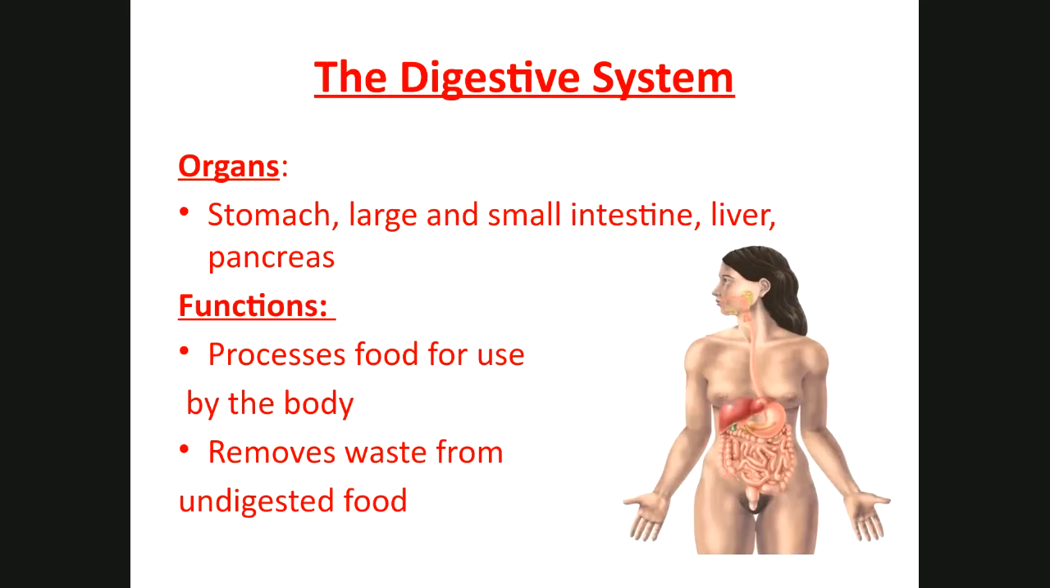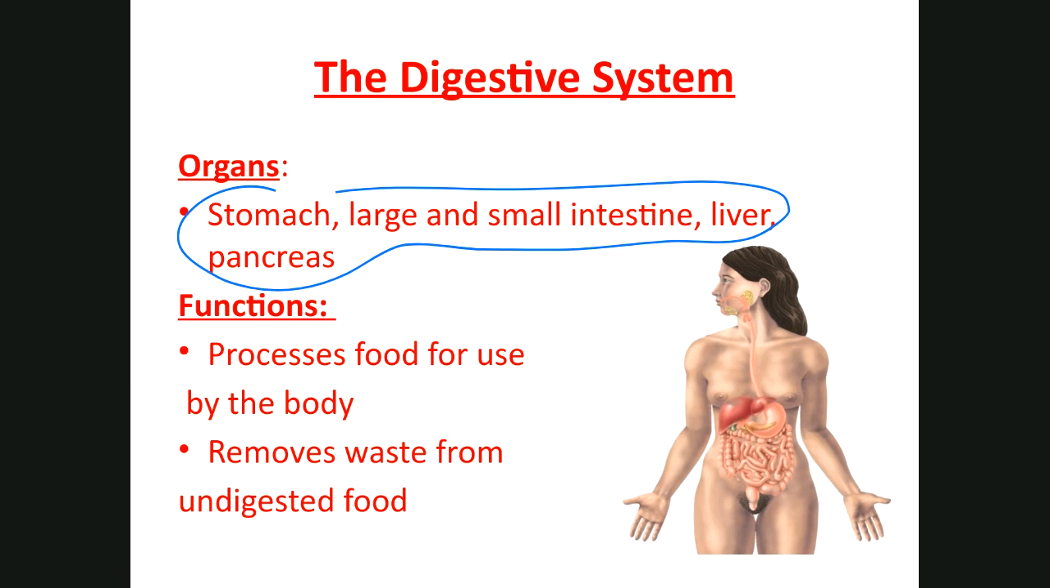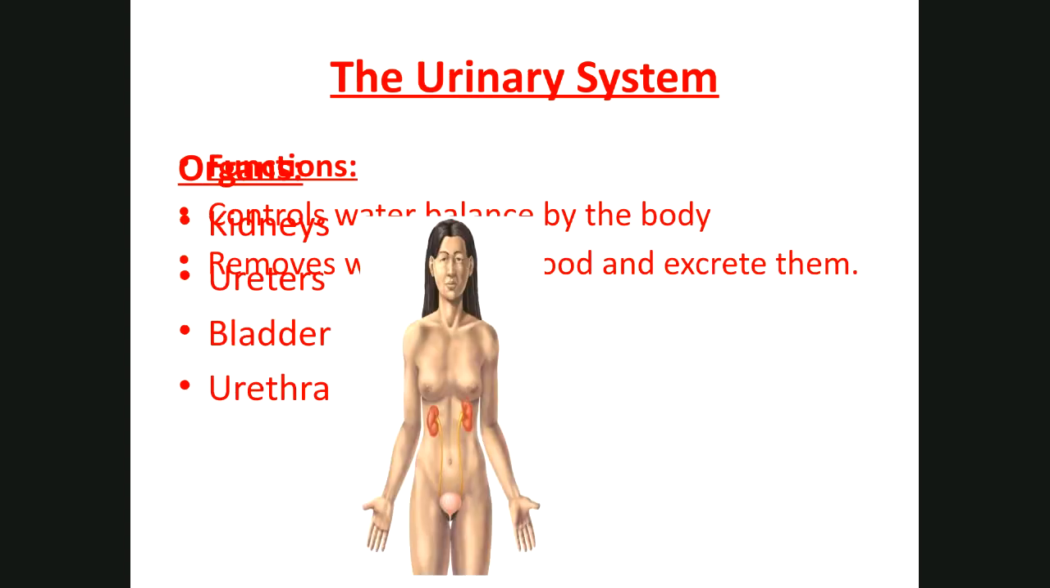Digestive system, again, know the organs of the digestive system. Notice the pancreas, which was also part of the endocrine system. The functions will be to process, digest food, absorb nutrients, and eliminate waste.